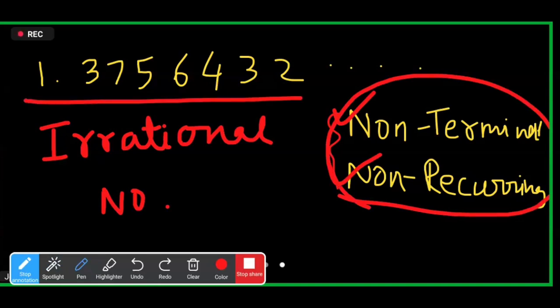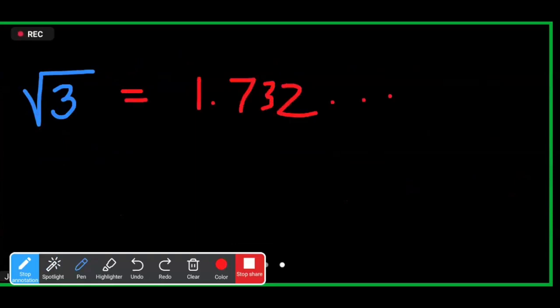Clear? Okay, so then we have rational and irrational numbers. Suppose you take root over 3. If you calculate the value of root over 3 in the calculator, it comes 1.73 dot dot dot. So it is non-terminating and also non-recurring. So it is an irrational number. This is how we need to identify our rational and irrational numbers.